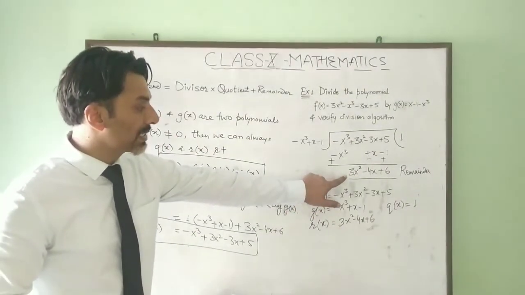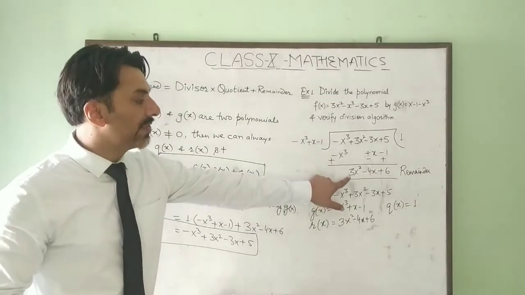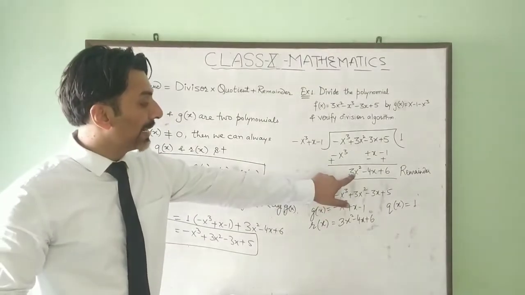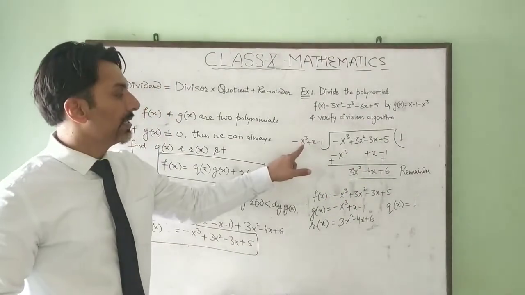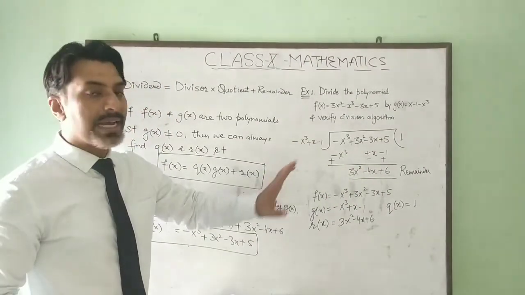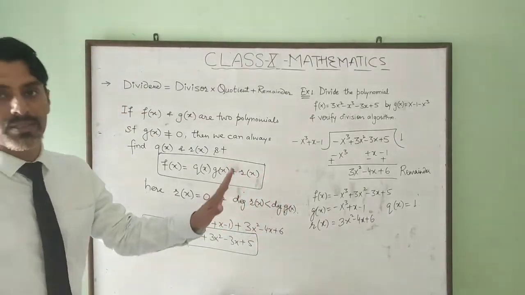Sometimes students make this mistake that they keep on dividing. So you have to keep in mind, the moment you get this degree less than the degree of the divisor, in that case you are not going to divide further.